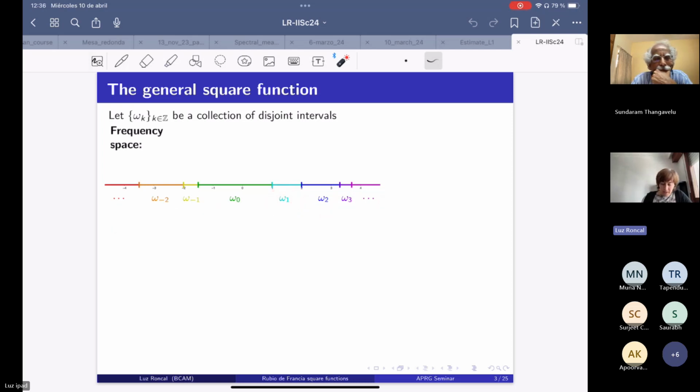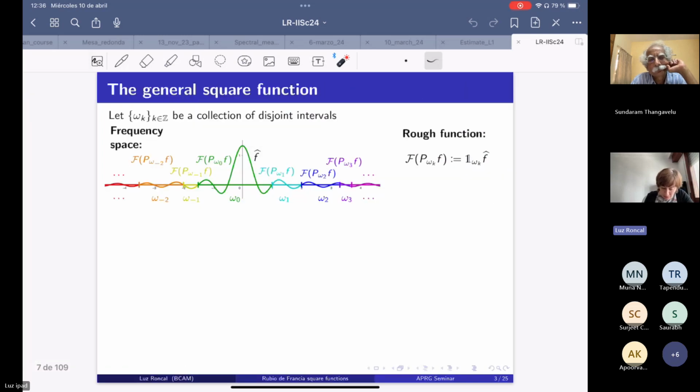Now I will take one function, for instance the function 1 on the interval [-1, 1], and then I take the Fourier transform. The Fourier transform of this function, that is the sine x over x function, is plotted here. Then in each of the frequency intervals, I am just going to take the corresponding part of the Fourier transform of this function f equal to 1 on the interval. So I will define the rough projection on each one of these intervals by means of the Fourier transform like this.